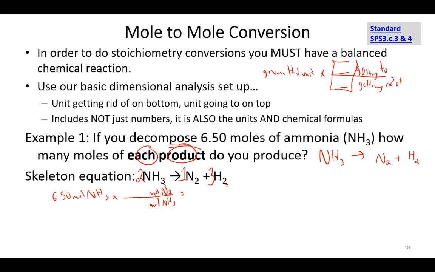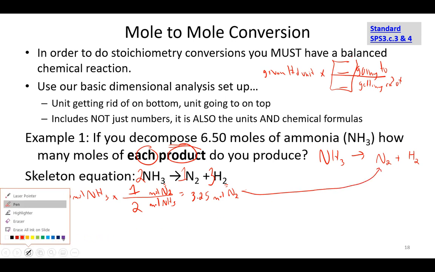So moles of ammonia have to go on bottom, moles of nitrogen go on top, and my coefficients tell me that I end up with a 1 over a 2. So I get 3.25 moles of N2 as my answer for my first product.